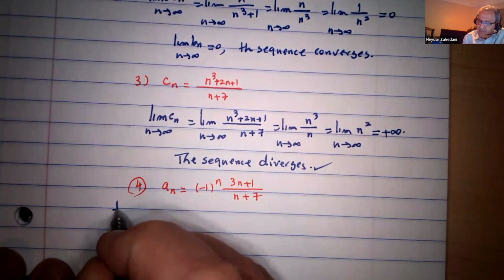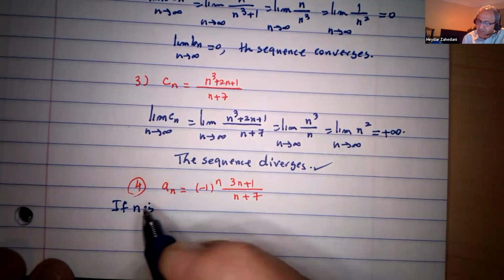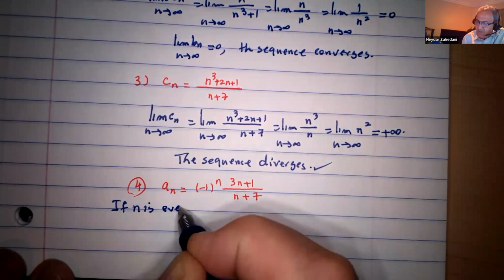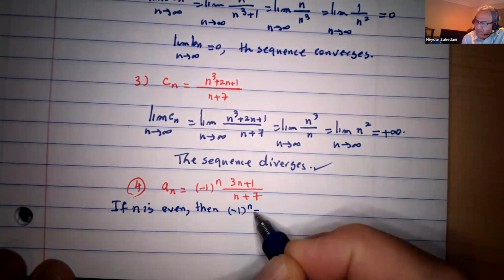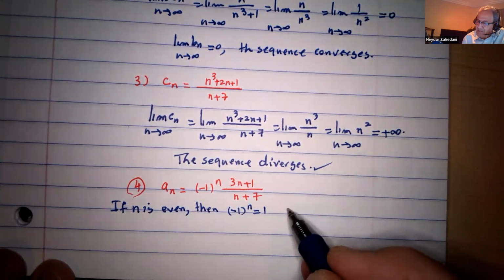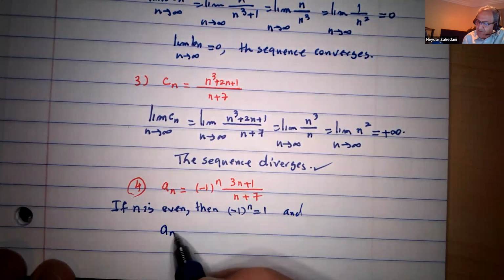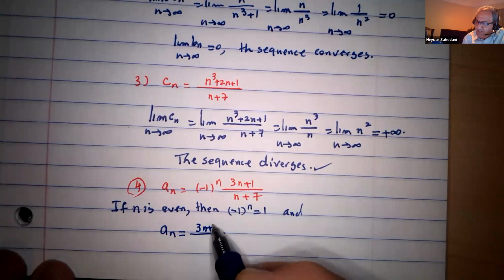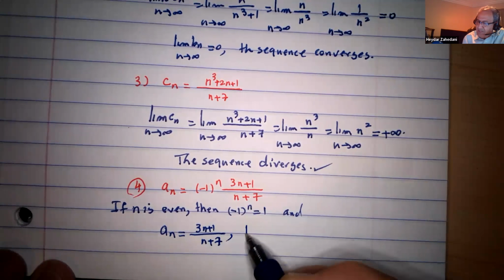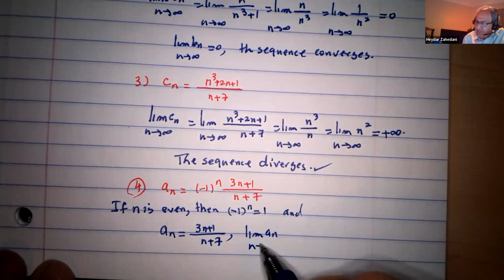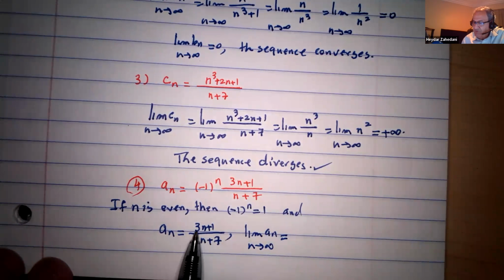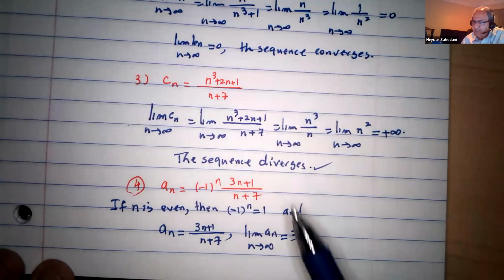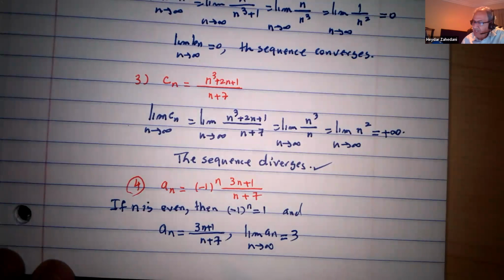We say that if n is even, then you see what we have: (-1)^n would be 1 because it's even. And your a_n would be (3n + 1) over (n + 7). And the limit of a_n when n goes to infinity, we talked about it. You see the powers of the top and the bottom are the same, so the coefficient ratio 3 over 1, which is 3. Or if you shrink it, you get 3n over n.